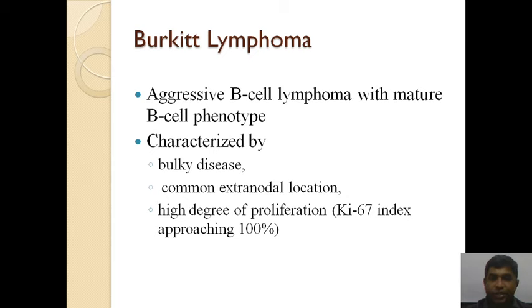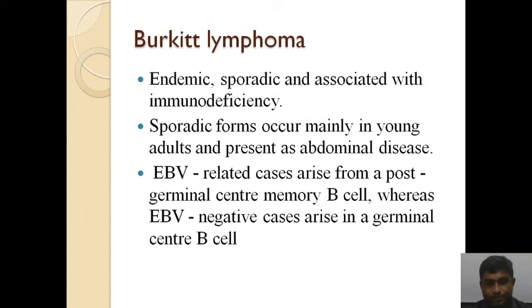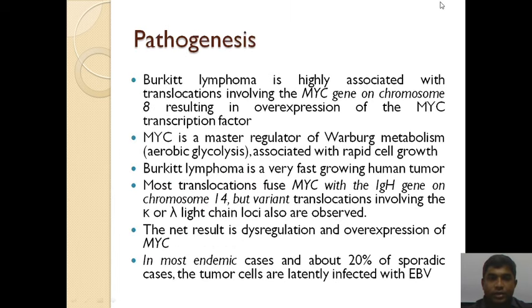So Ki67 is one which indicates the degree of proliferation. So in this group of lymphomas, there is very high degree of proliferation, so the Ki67 index is almost 100%. So different types are seen, which could be endemic, sporadic or immunodeficiency associated, and EBV is one of the causative factors, and it is because of translocation involving the MYC gene, which is a central gene to this group of disorders on chromosome 8.